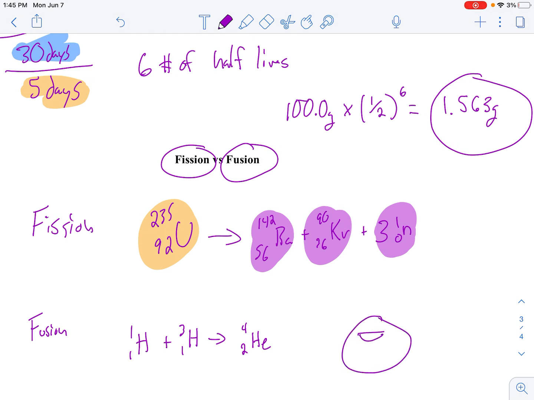That is a weird sun. I don't want it to have one eye. There we go.